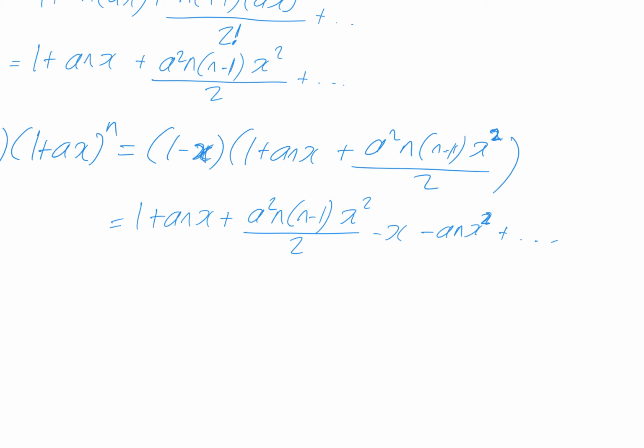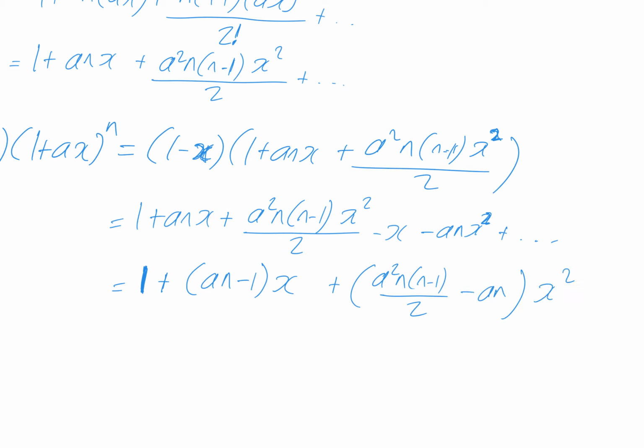Okay, now let's tidy up. The reason I'm tidying up is I want to collect my numerical terms. That's just a 1. And then I want to collect my x terms. My x terms, I have an anx and I have a minus x. So that's the same as (an - 1) times x. And then I have 2 quadratic terms. I'll put that in a bracket: a²n(n - 1) all over 2, minus an, and that's times my x².